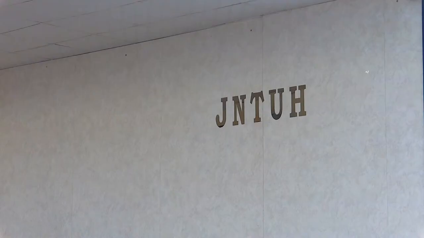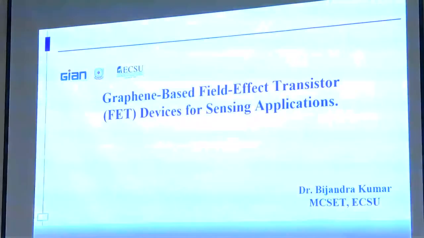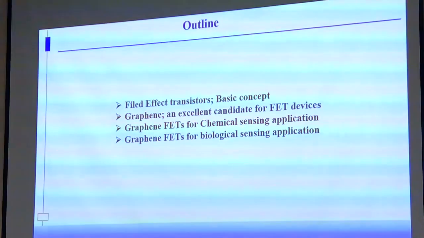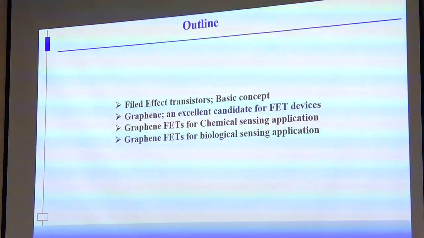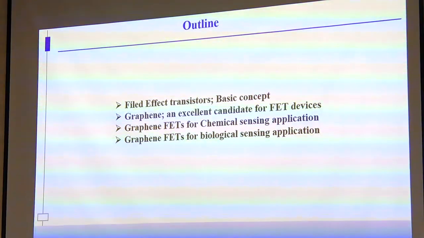And some biological sensors as well. That's why it's not a particular chemical sensor, it's just sensing applications. So a pretty simple outline here. We will discuss the FET transistor, the basic concept, and then we will discuss graphene, why it is an excellent candidate for FET applications, and then some examples for chemical and biological sensing applications. So we will cover both of them.